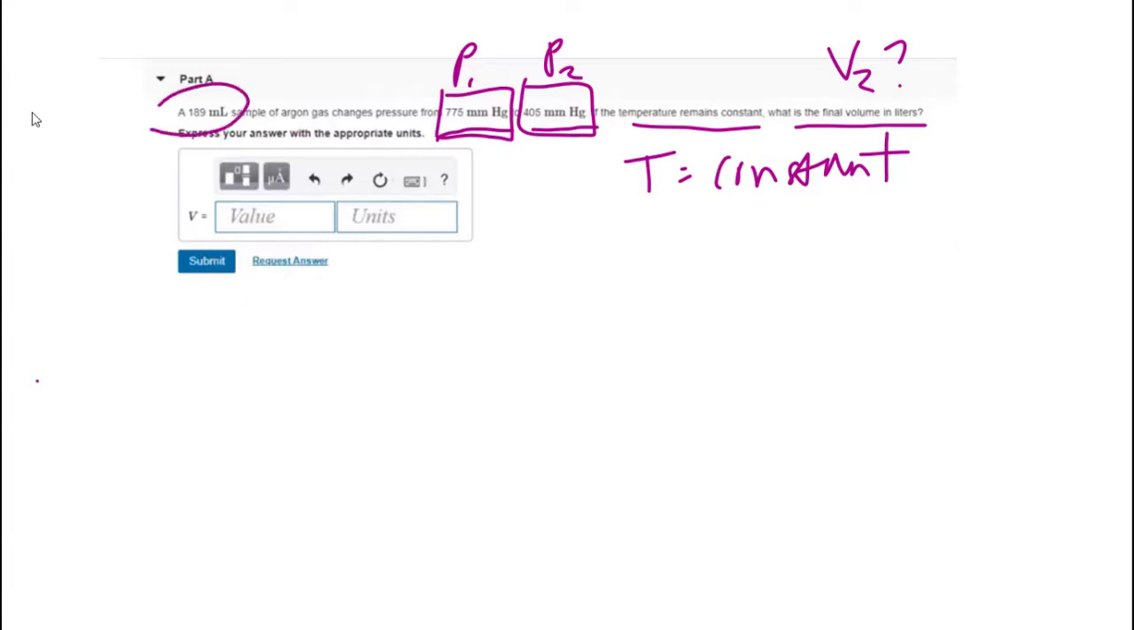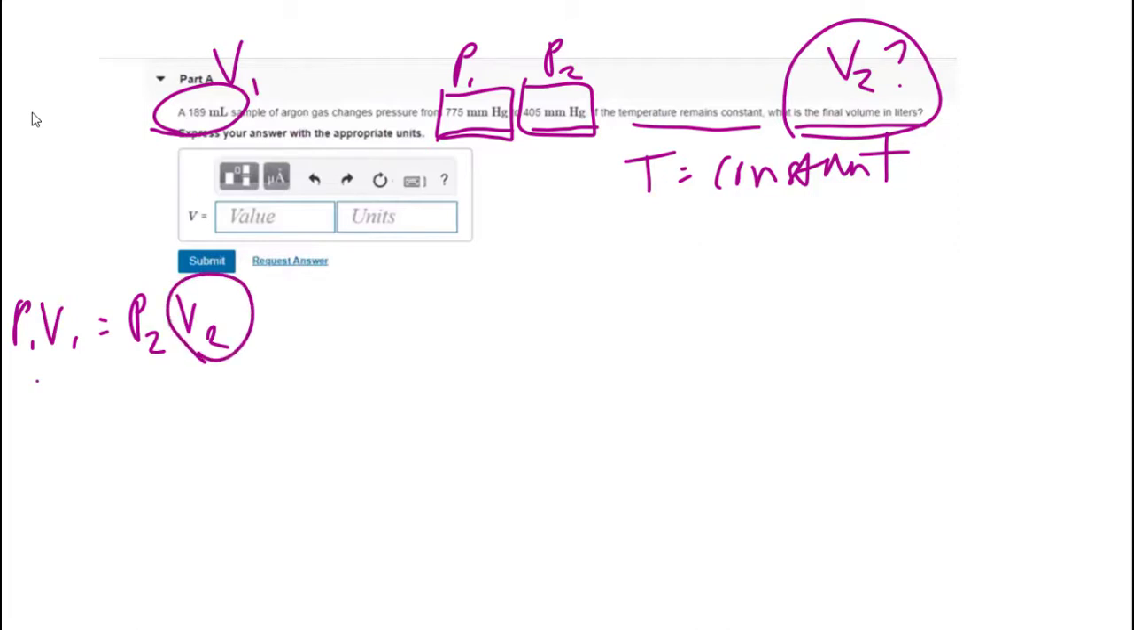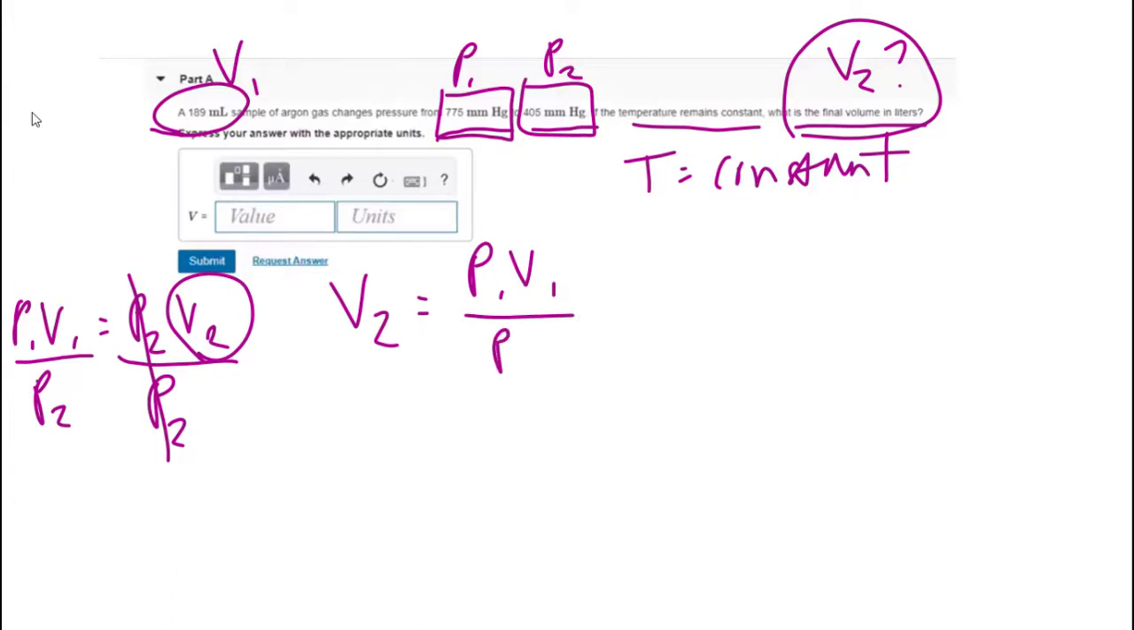Okay, well, I am given my initial volume. So then I need to go, okay, that equation that connects volume and pressure, so P1 V1 equals P2 V2. So it wants to know the final volume. I got to figure out what V2 is. So I'm going to get V2 by itself and divide both sides by this P2. So we know that to get my second volume is P1 V1 divided by P2.